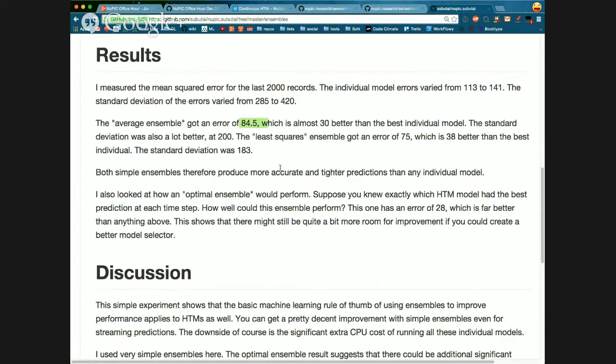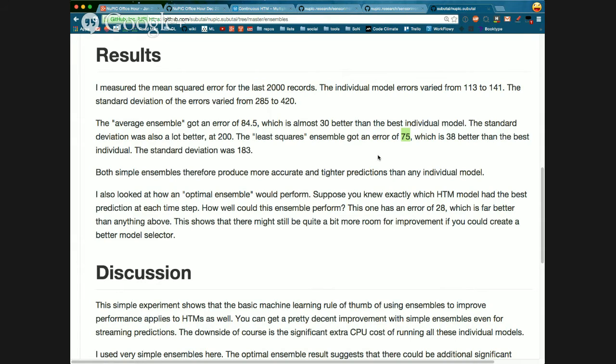And then the least squares ensemble, which allows you to vary those weights a little bit, got a little bit better than that, and got about an error of 75. So I was kind of happy with that. It shows that at least one principle, being able to combine predictions, can be used with HTMs as well to get an even better result.